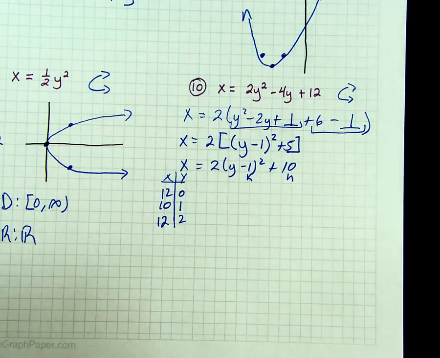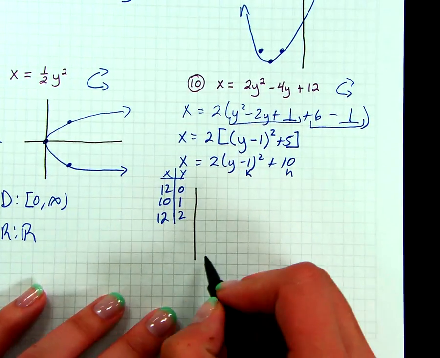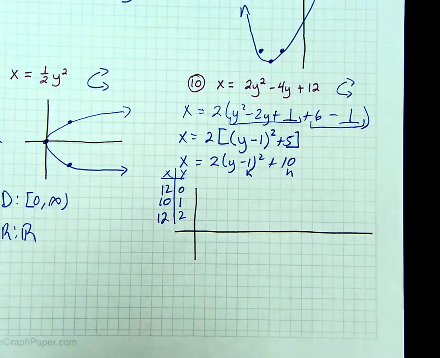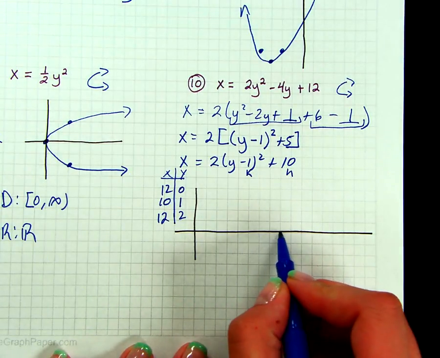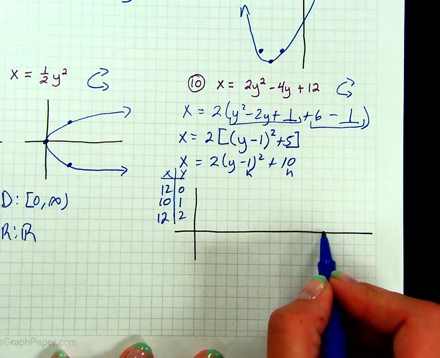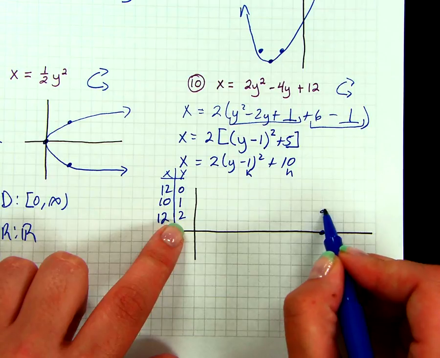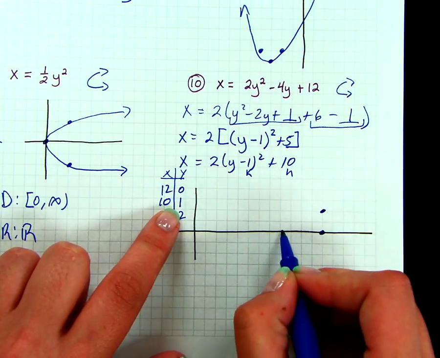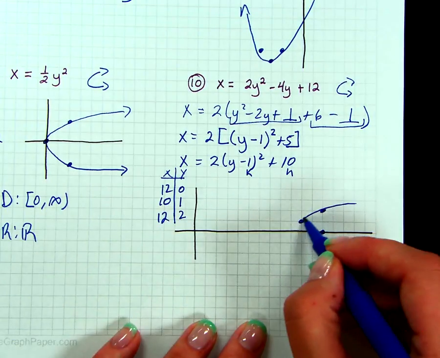So now we're ready to graph. All right, so we are going to go to the right 12. So 1, 2, 3, 4, 5, 6, 7, 8, 9, 10, 11, 12, 0. And then if I graph this one, it's going to be 12 up 2. And then we have 1, 2, 3, 4, 5, 6, 7, 8, 9, 10, up 1. So this is our U shape.